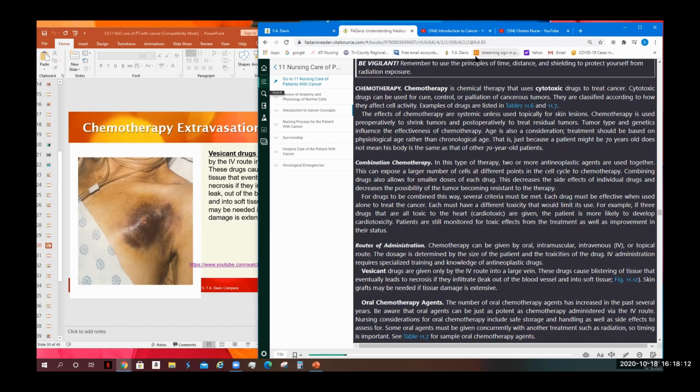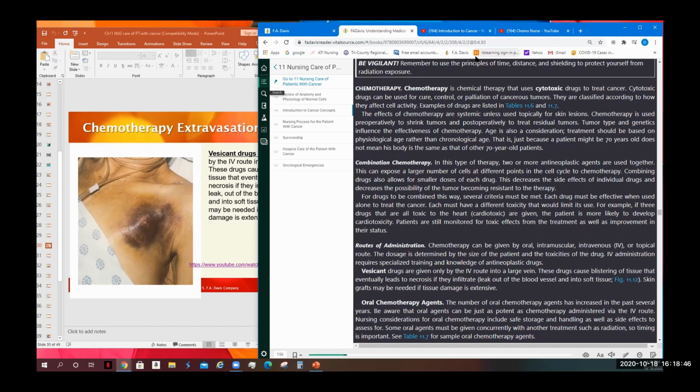For drugs to be combined this way, several criteria must be met. Each drug must be effective when used alone to treat the cancer. Each must have a different toxicity that would limit its use. For example, if 3 drugs that are all toxic to the heart, cardiotoxic, are given, the patient is more likely to develop cardiotoxicity. Patients are still monitored for toxic effects from the treatment as well as improvement in their status.